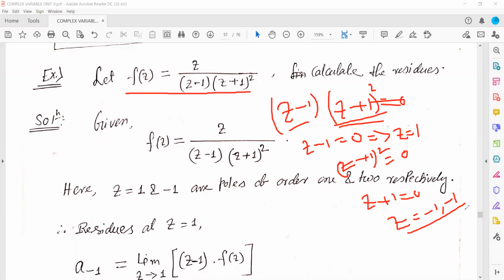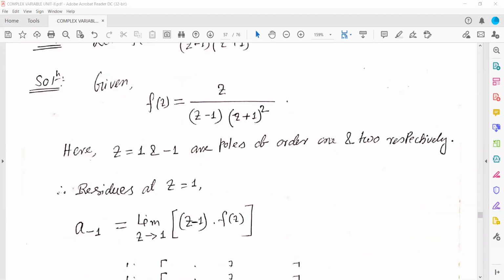So you have got two poles. One is z = 1, which is a simple pole, and another one is z = -1, which is a pole of order 2. So you need to calculate the residue separately for each pole. The first one is a simple pole, so let us find the residue.